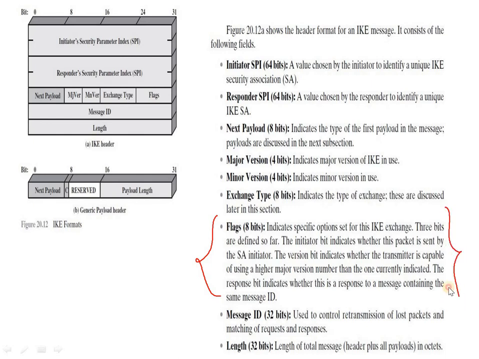You can read this. Then message ID, as I already told, is nothing but the unique number which is given to the message. Why do we give a unique number? Because while transferring the message, some packets may be lost. If we know the message ID, we can retransmit that lost packet, and we can match our request and response. And length is nothing but the total length of the message.